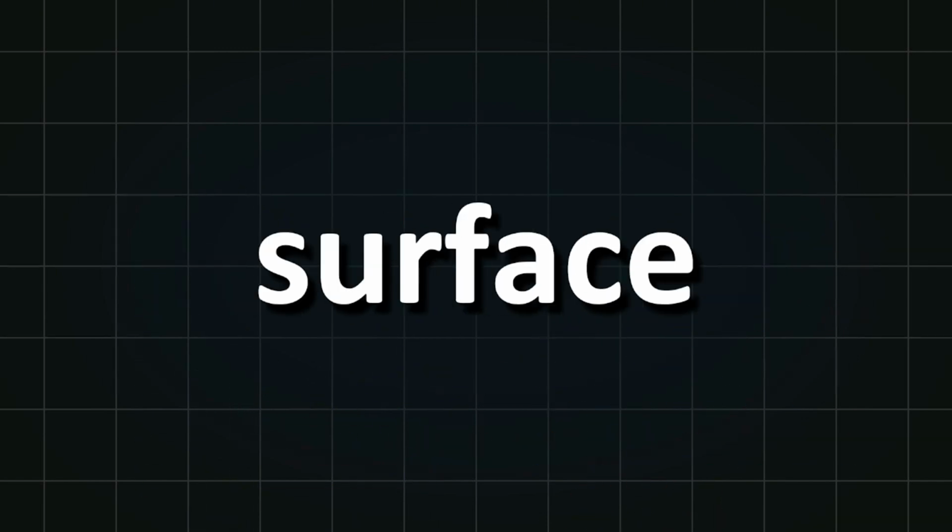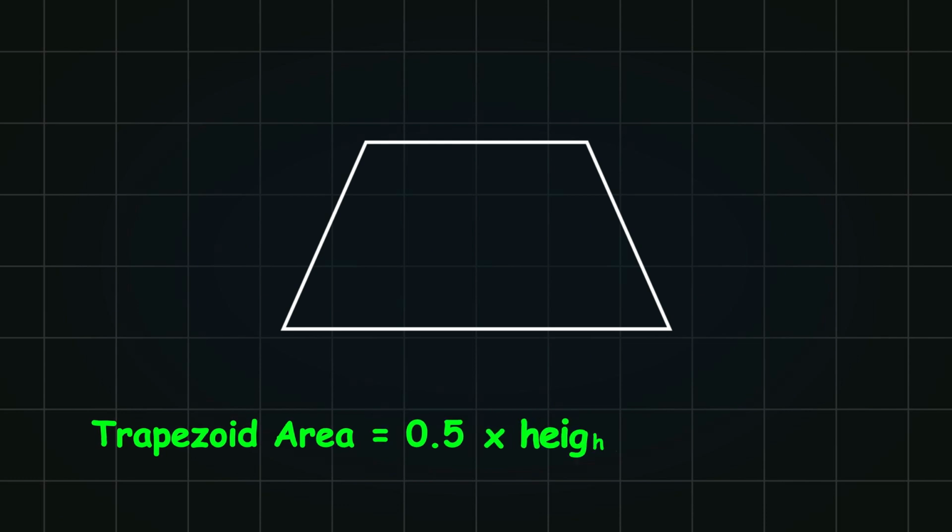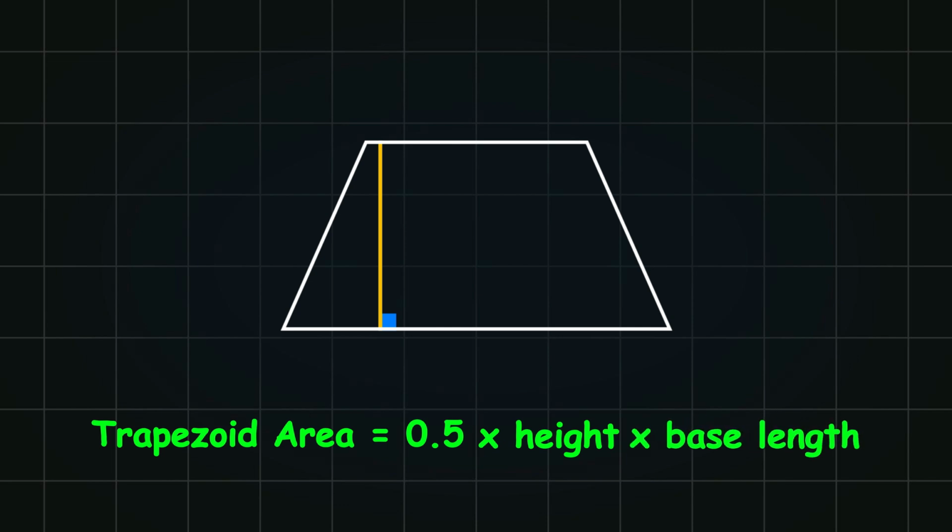Okay, now let's calculate the surface area of a trapezoid. That's a trapezoid. And the formula is a half times the height times the base length plus the base length. What does that mean? I'm going to show you guys. Let's name our top line, this one. We're going to name it small b.